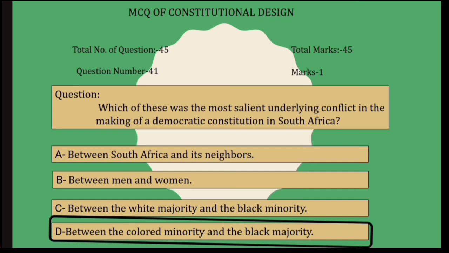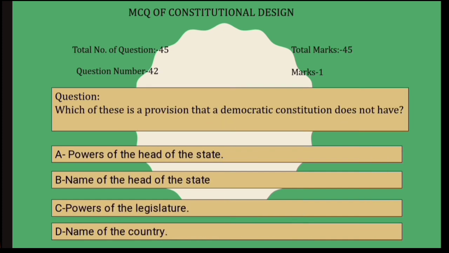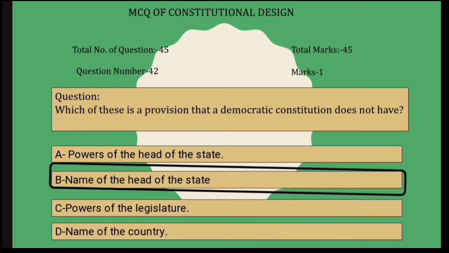Question 42. Which of these is a provision that a democratic constitution does not have? Option A. Powers of the head of the state. B. Name of the head of the state. C. Power of the legislature. D. Name of the country. Correct option is B. Name of the head of the state.